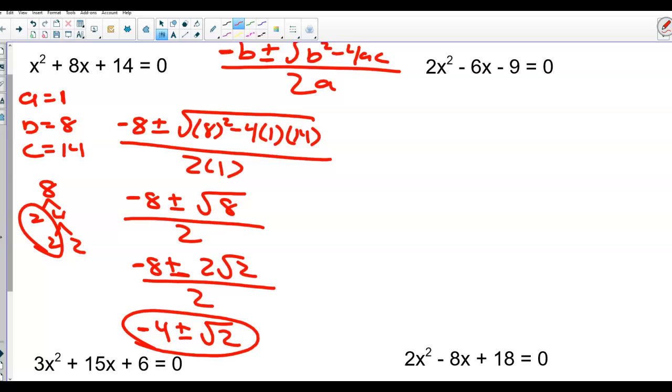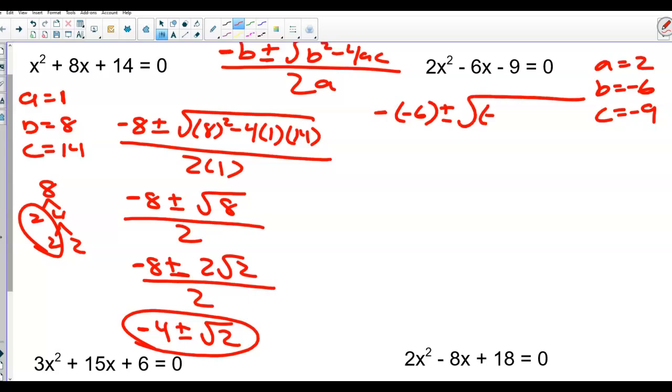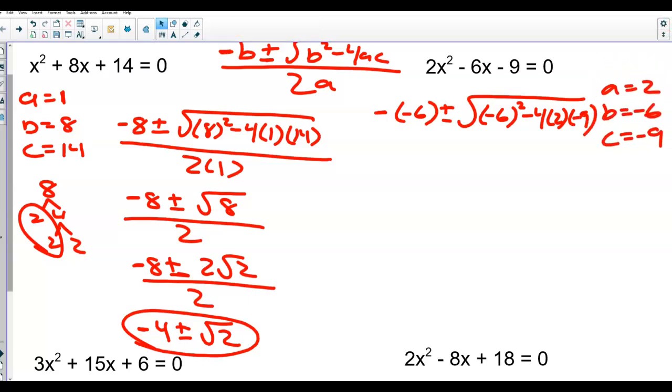Second one, my a is 2, my b is negative 6, my c is negative 9. It's important to keep the signs together. Negative, negative 6 plus or minus negative 6 squared minus 4 times 2 times a negative 9. And that all goes over 2 times 2.